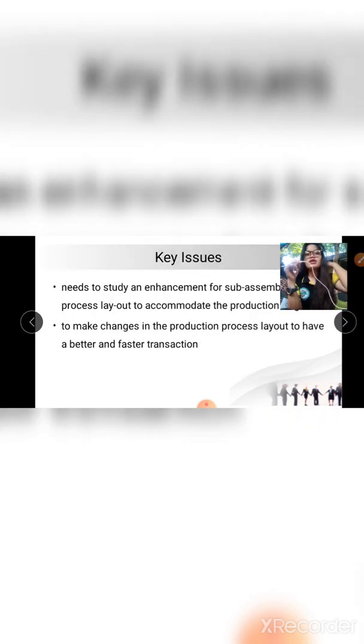So here are the key issues. The company needs to study an enhancement of the sub-assembly in process layout to accommodate the production target. The study is to make changes in the production process layout to have a better and faster transaction in obtaining the achievable lead time as a precedence of the production.